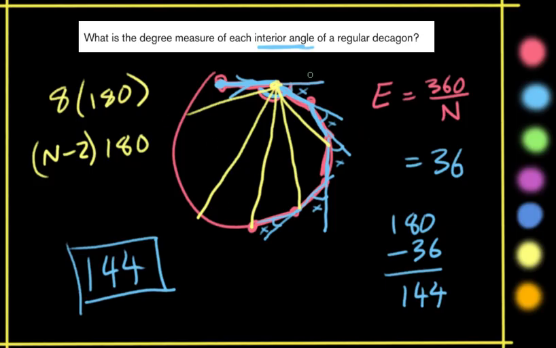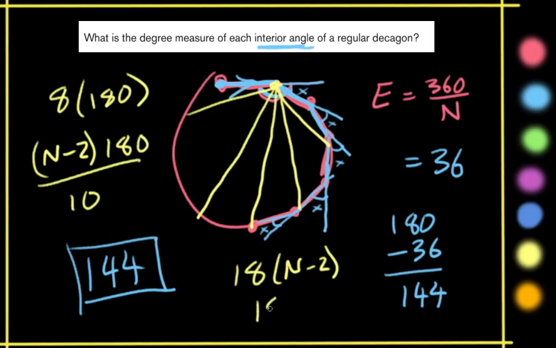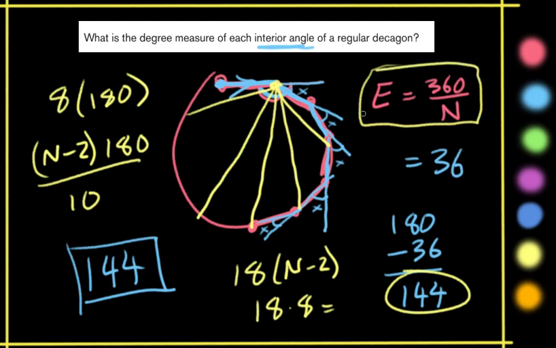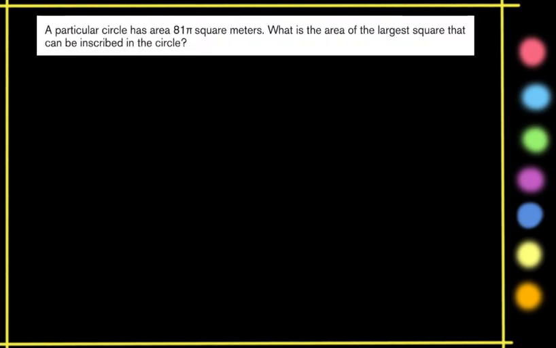And then since we have a regular one, we're going to divide by 10. So this 180 and 10 will make 18. So it's 18 times n minus 2. And n is 10, so this is 18 times 8. And that gives you the 144. Same answer we got before. So that's another way to do it. I happen to think this one's a little bit easier, but they're both pretty good. All right, let's go on to this one.